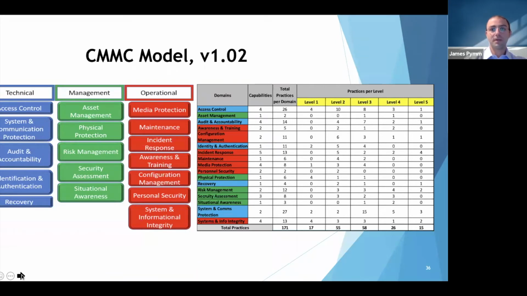So for example, I know it's a little hard to see, but at level 1, only 6 of the domains apply for the 17 practices. But at level 3, all 17 domains apply for the 130 practices you need to implement. I know I threw a lot of numbers at you. The key ones to remember are at level 1, there's 17 practices, and at level 3, there's 130 practices and 3 processes you need to implement. Next slide, please.